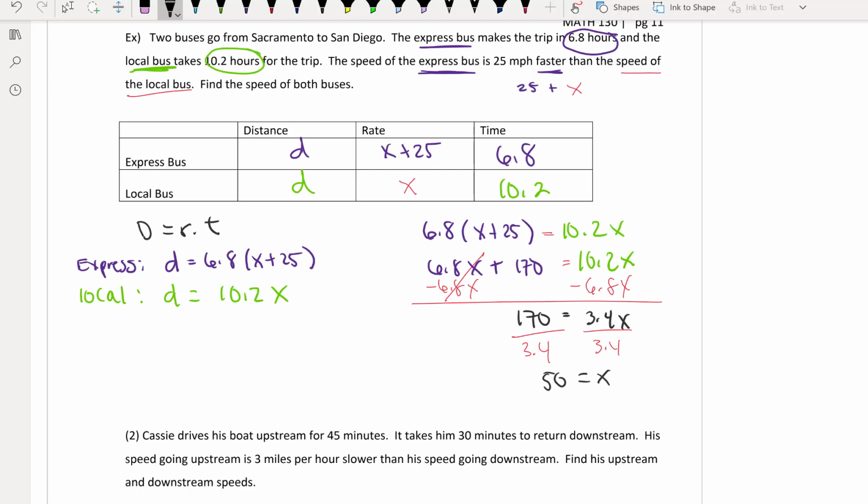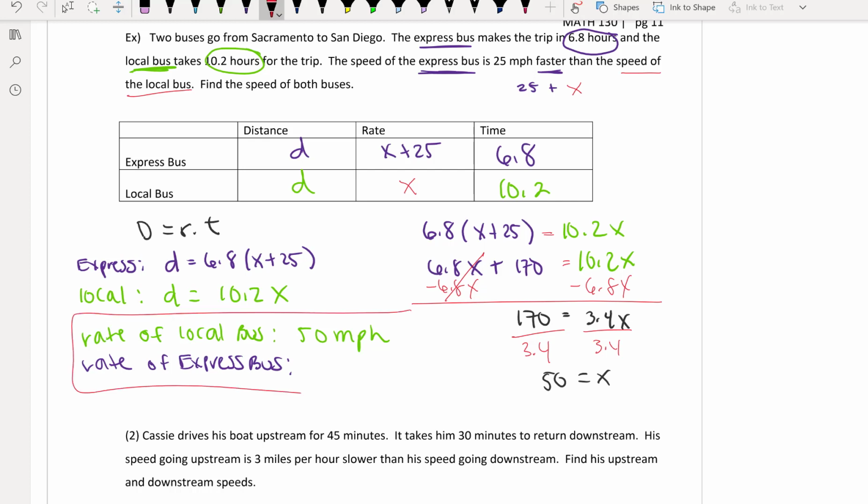So remember, x represented the speed of the local bus. So rate of local bus was 50 miles per hour. Rate of express bus, and I need to figure that out. Well, to figure that out, I know it's going to be x plus 25, but I know that that x value is 50, so I'm going to have 50 plus 25. So 50 plus my 25 gives me 75.